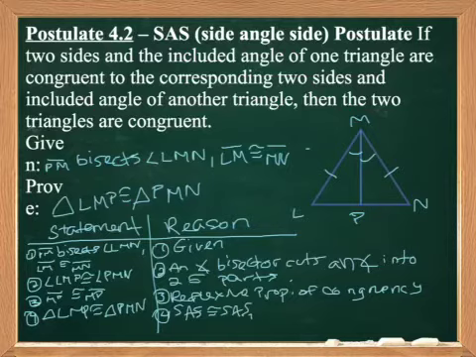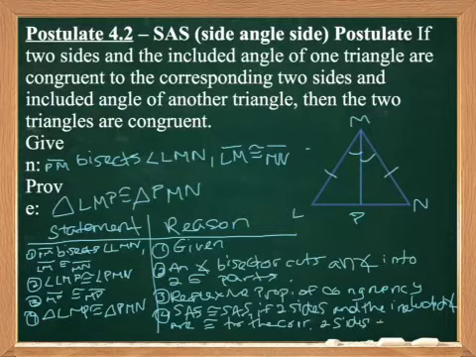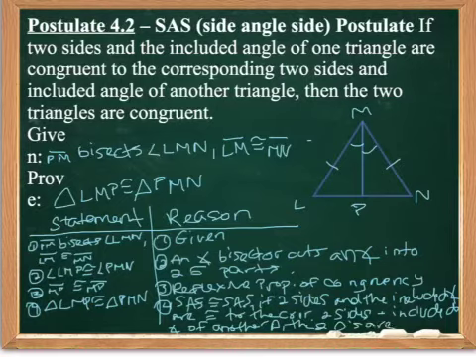meaning if two sides and the included angle are congruent to the corresponding two sides and included angle of another triangle, the two triangles are congruent. And that would be the end of our proof there.